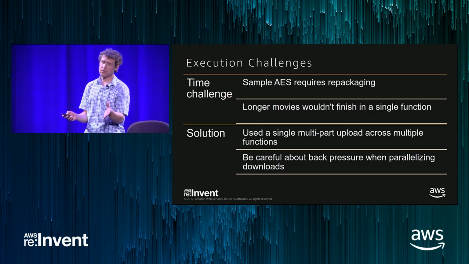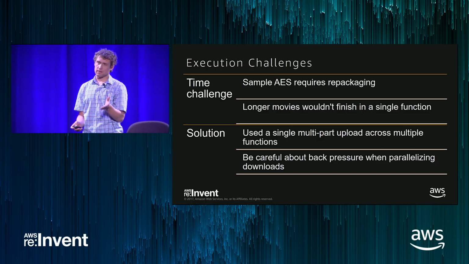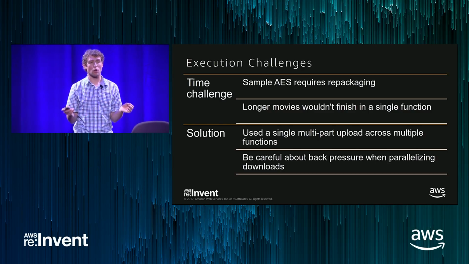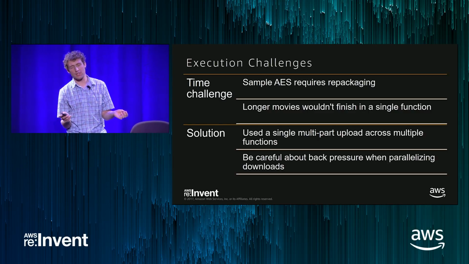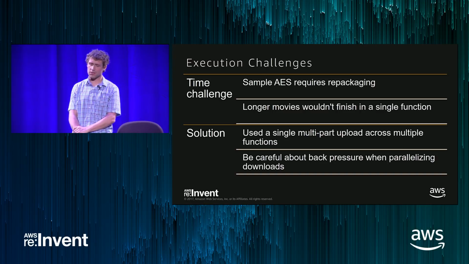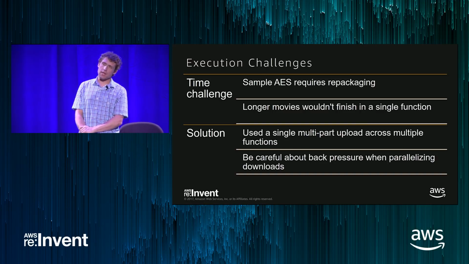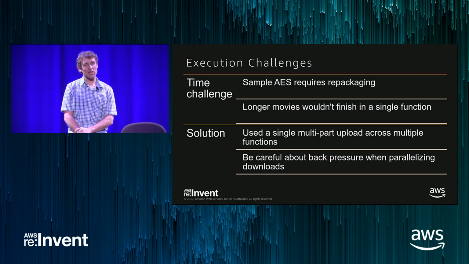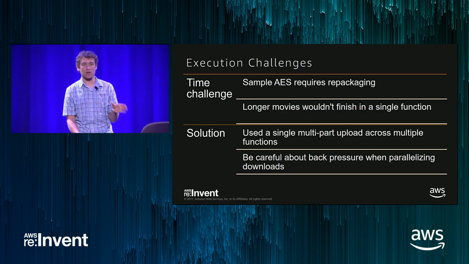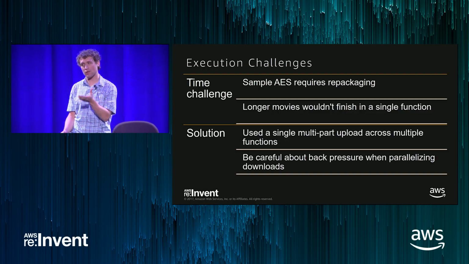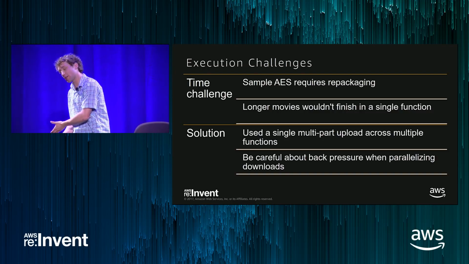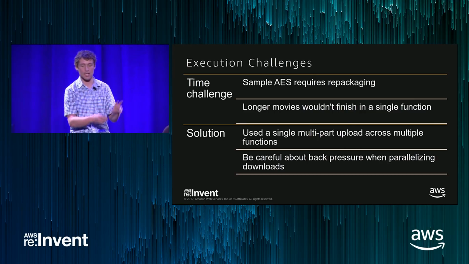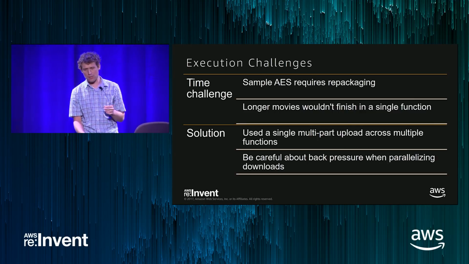But in this particular case, the sample AES encryption involves repackaging the TS stream, and it would take too long. For some of the longer movies, it wouldn't finish within a single 5-minute function. So what we ended up doing here was just daisy chaining a few Lambda functions together. If the first function didn't finish the multipart upload, it could serialize the state of the multipart upload and pass that along to a subsequent Lambda function, which would resume the multipart upload and continue encrypting and concatenating chunks. So this worked pretty well.